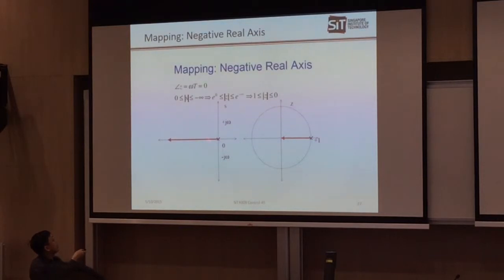And if you have a negative real axis, it means the imaginary part is 0. Imaginary part is 0 means your angle is 0. Then this one will map from your positive one to your origin. So your most negative side will map into the origin position.